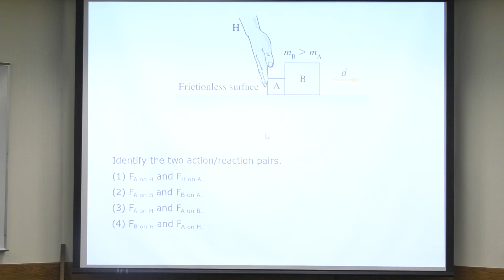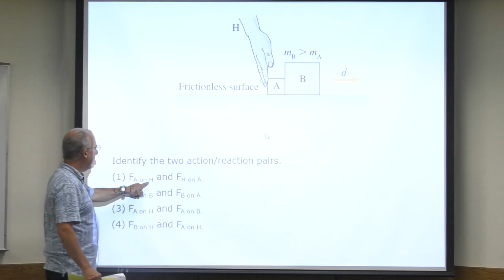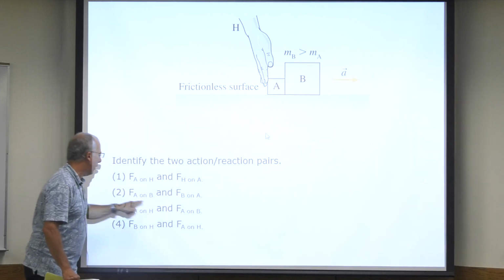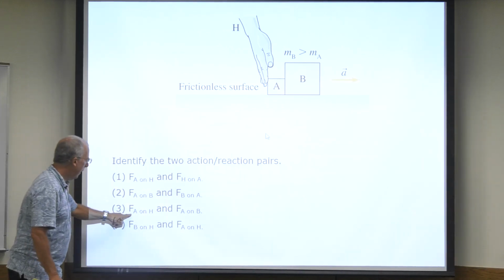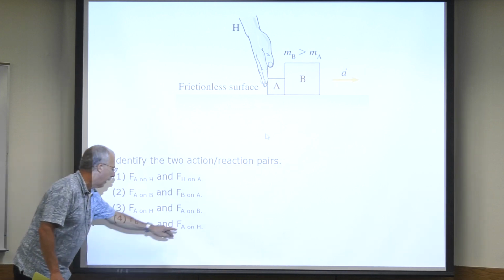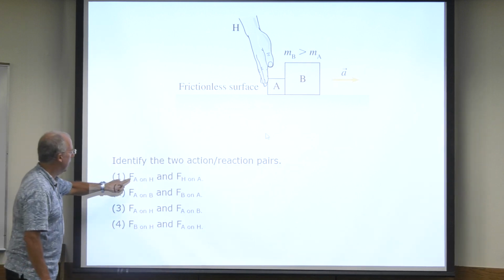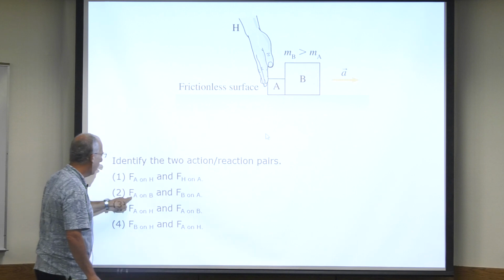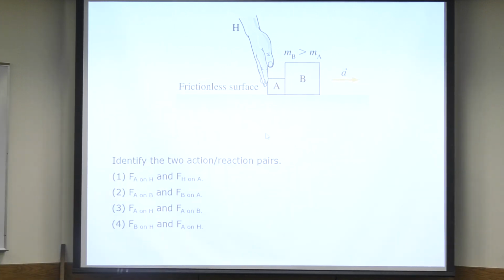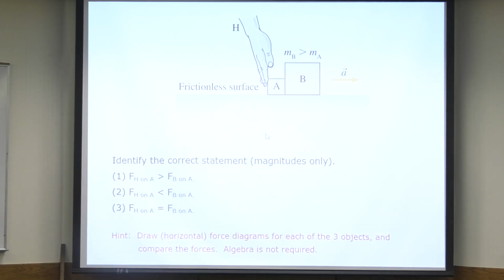Okay, so no thinking at all, right? A on H, H on A. There's one of them. A on B, B on A. That's the other one. Okay, A on H, A on B, wrong. B on H, A on H, wrong, right? Just this, A on H, H on A. A on B, B on A. So it's the first 2. Isn't that great? Okay, now you're going to use that on the next one.